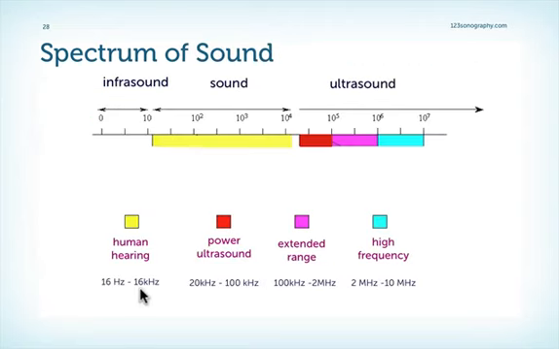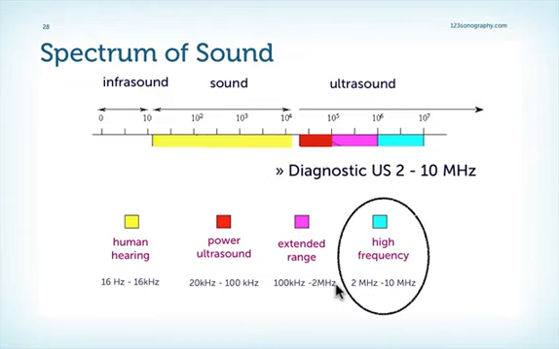And now to focus on the spectrum of sound, we have infrasound, sound, and ultrasound, where human hearing is located somewhere between 16 Hz and 16 kHz. Power ultrasound is between 20 and 100 kHz, extended range ultrasound between 100 kHz and 2 MHz, and then finally we have the portion that we use for diagnostic ultrasound, between 2 and 10 MHz, which is the so-called high frequency ultrasound.